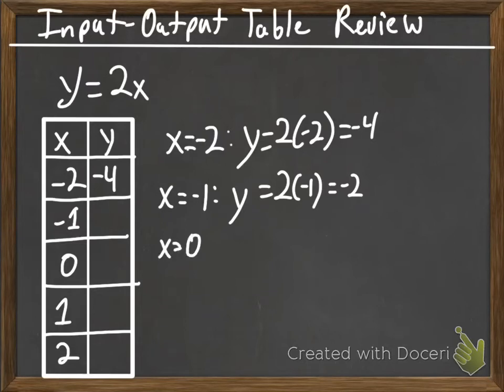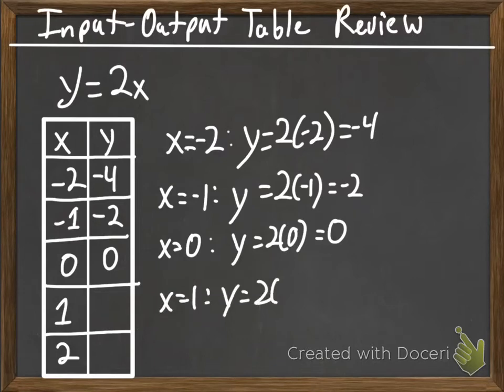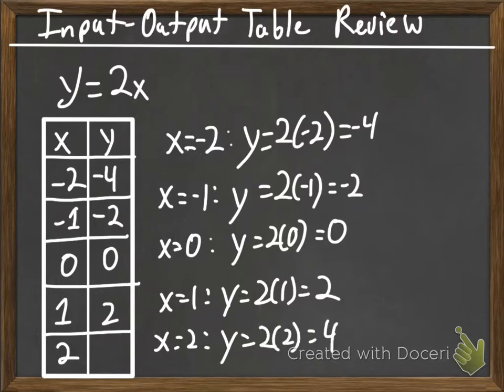We get x equals 0, so we get y equals 2 times 0, which equals 0. I should probably plug these in here, shouldn't I? We do the 1, we get 2, we plug in 2, and we get 4. So there's our quick review on how to do an input-output table.